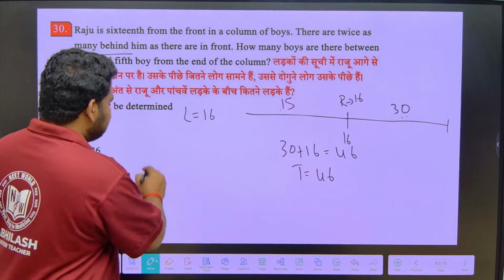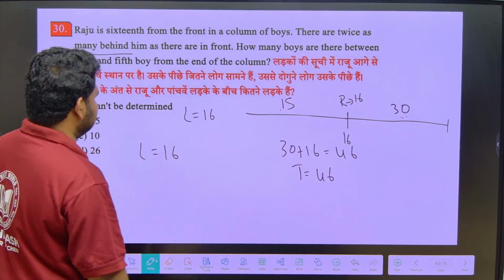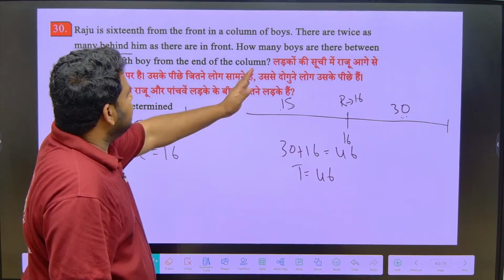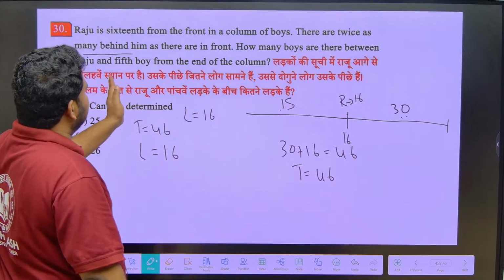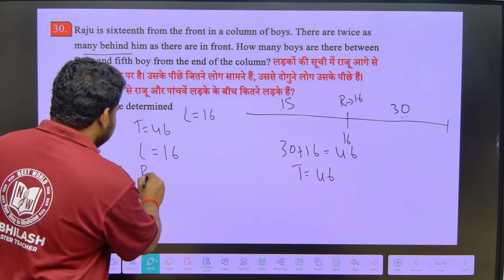From the beginning means left. From the front means left, 16. Okay, that is Raju. Total is how much? Total is 46. Okay, and fifth boy from the end of the column. Fifth boy from the end of the column means end means it is right. So, right is what? Right is 5.